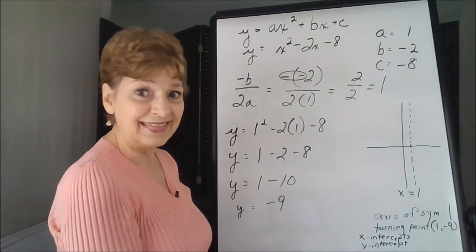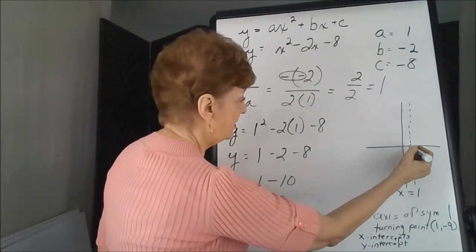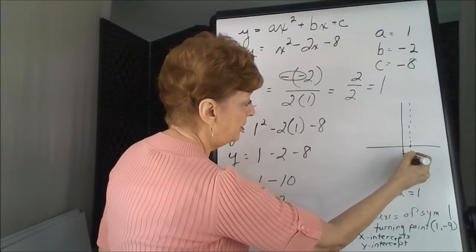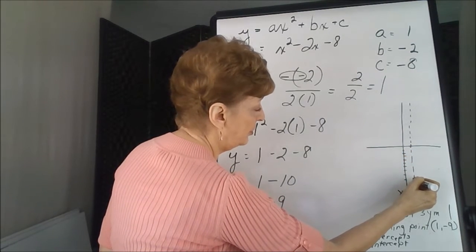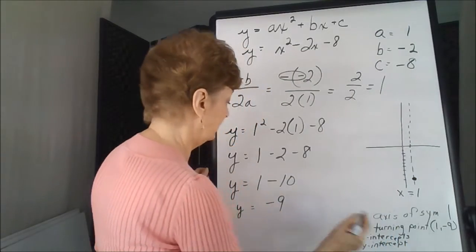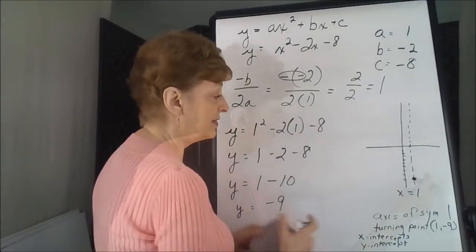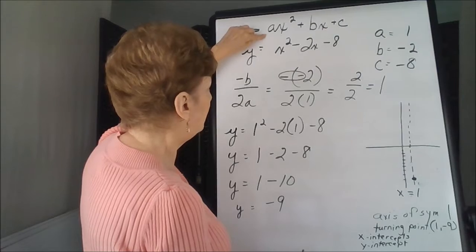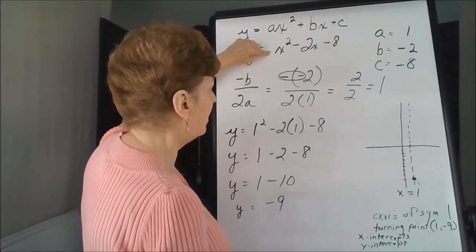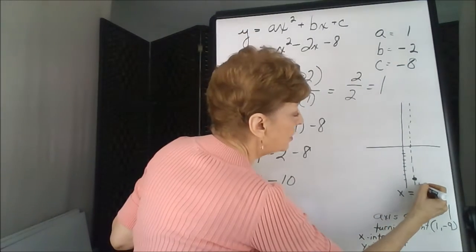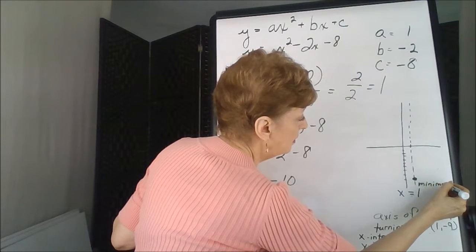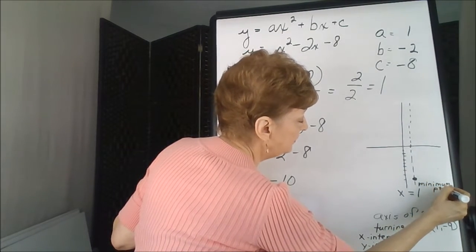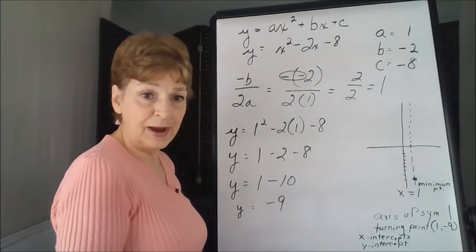And we can plot that. So we would have 1, 2, 3, 4, 5, 6, 7, 8, 9. So that's our turning point on the axis of symmetry. This is an upward pointing parabola because this coefficient is positive. So we have a minimum point. That's a minimum point on that parabola.